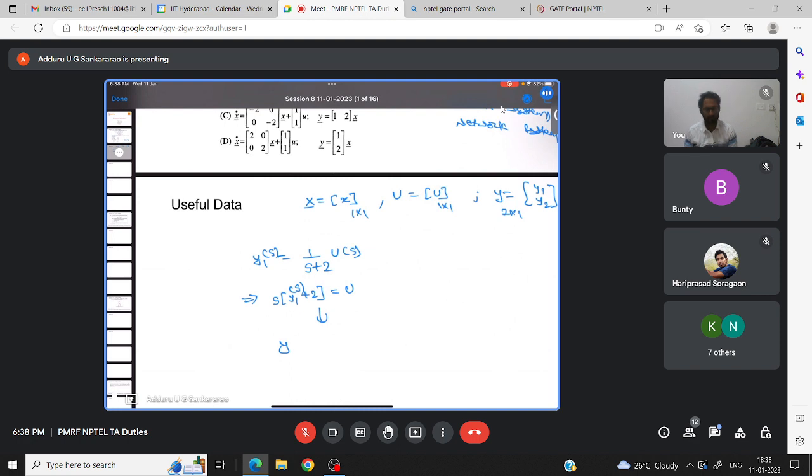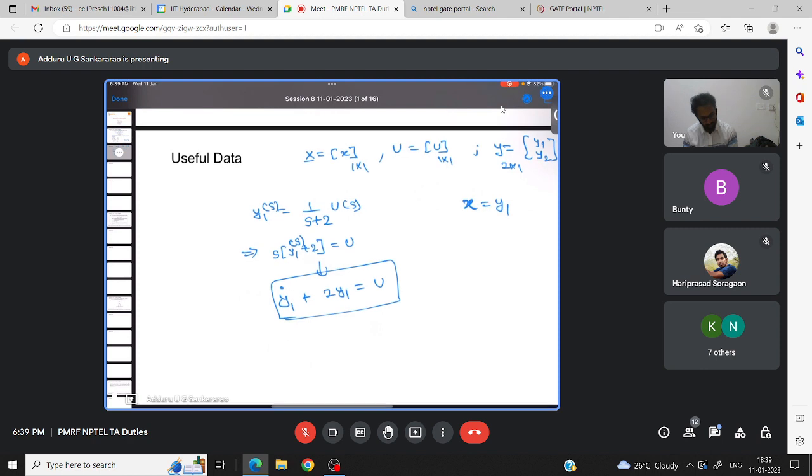So s means you're differentiating. So y1 dot plus 2y1 equal to u. This is one thing. So we have only one state variable, x equal to y1, you say.